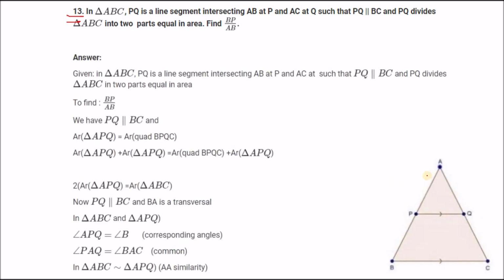This is your triangle ABC. Here PQ is a line segment intersecting AB at P. This is P and this is Q, on AB and AC. And this PQ is given as parallel to BC. It divides ABC into two equal parts, equal area. That is, this area and this area are equal.